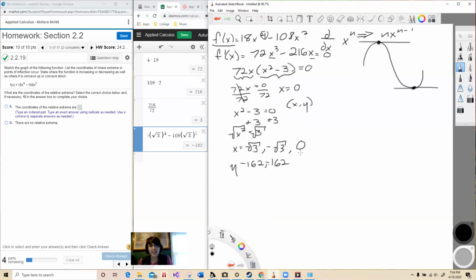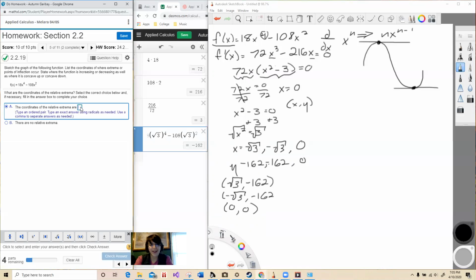0 is going to be even easier, so when we plug in 0, we have 18 times 0 minus 108 times 0, which is just 0. So let's write these as ordered pairs. That's going to be x, y, so root 3, negative 162, negative root 3, negative 162, and 0, 0. A little out of order, but I am quite sure MyLabsPlus will take it. Let's see if that's right.